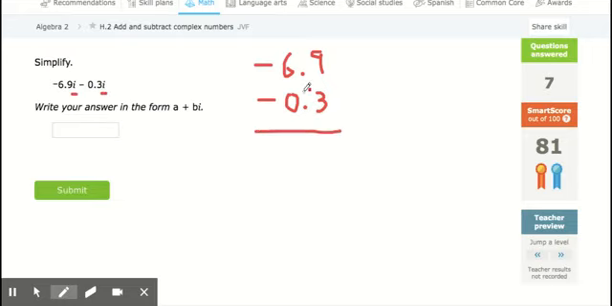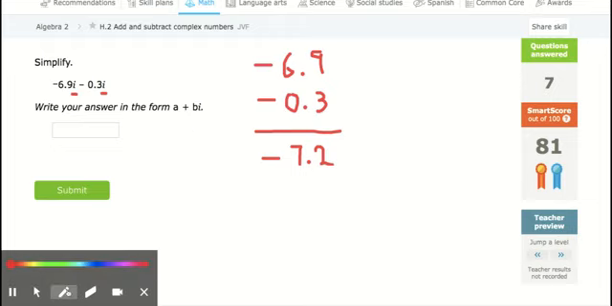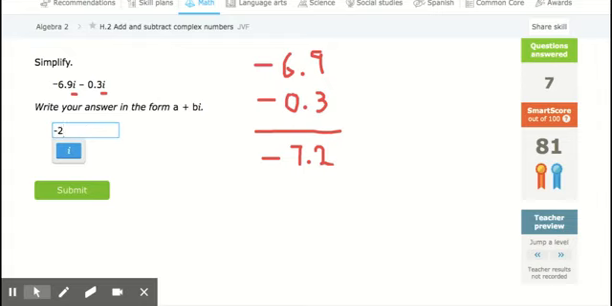And when we add these together, you are actually going to get negative 7.2. Think of these as keeping the sign, right? You owe someone $6.90, you owe someone else 30 cents. You owe a total of $7.20. So this would be negative 7.2. Don't forget your i.